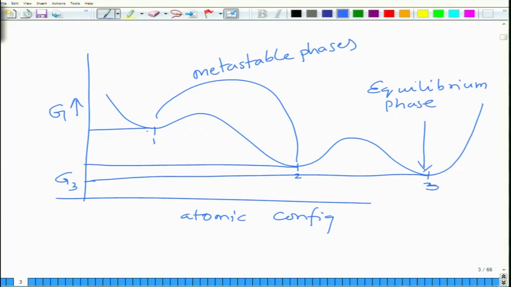Although metastable phases also have dG equal to 0 at the minimum, if you provide sufficient time and energy, atomic movement will happen in such a way that the system goes from this to that and then this to this. So, this is the stable equilibrium phase if you allow sufficient time for the system to achieve equilibrium. This is what we discussed in the last lecture.